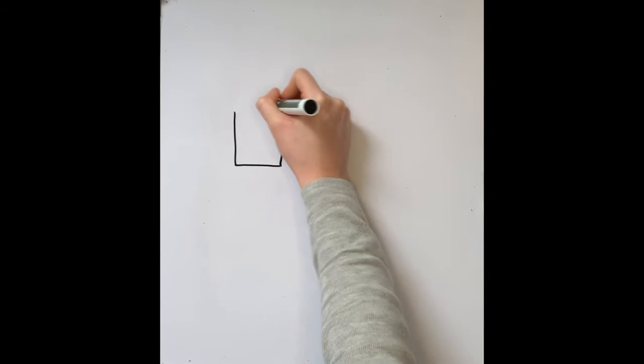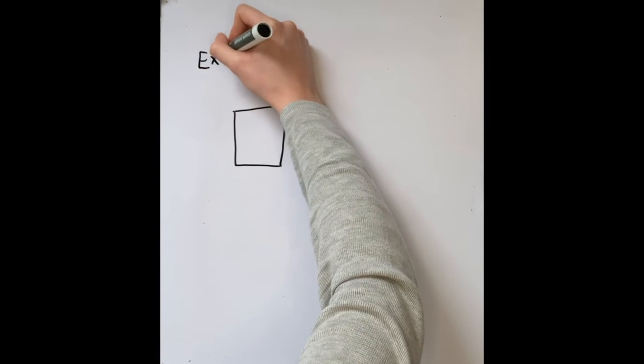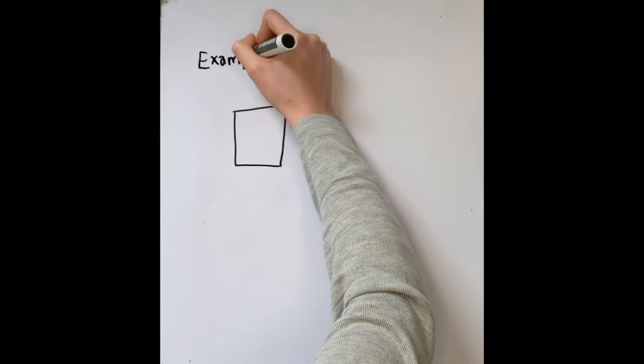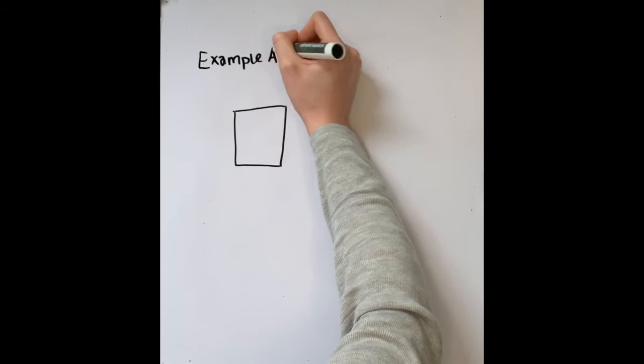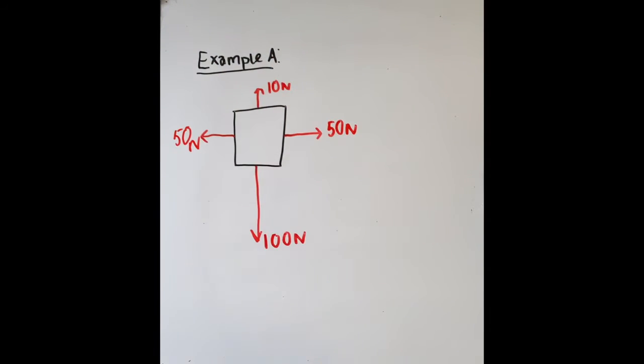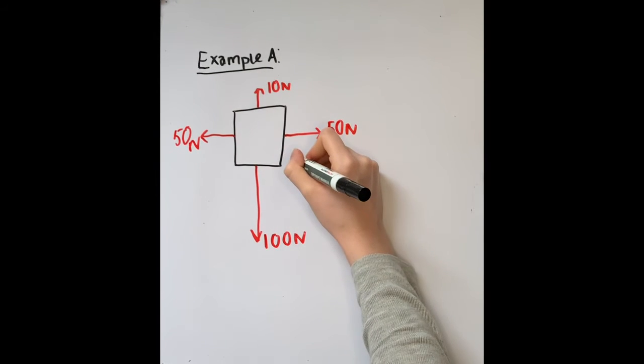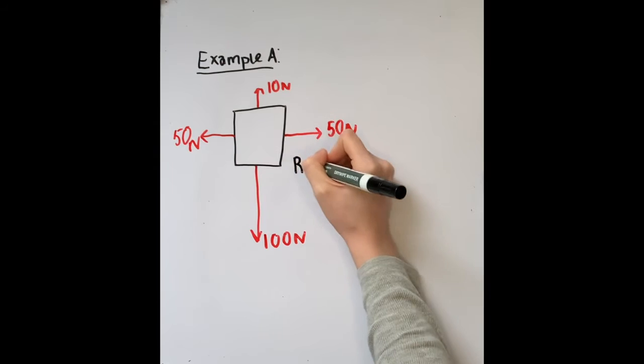We are now going to look at a few examples of different forces acting on an object that we can draw as arrows. We will then resolve these arrows, or forces, to find our resultant force. In example A, we can see that we have a 50 Newton force to the left, a 10 Newton force upwards, a 50 Newton force to the right, and a 100 Newton force downwards.